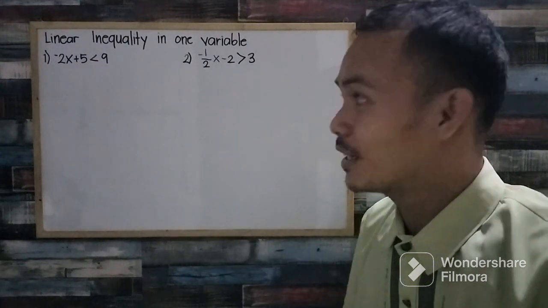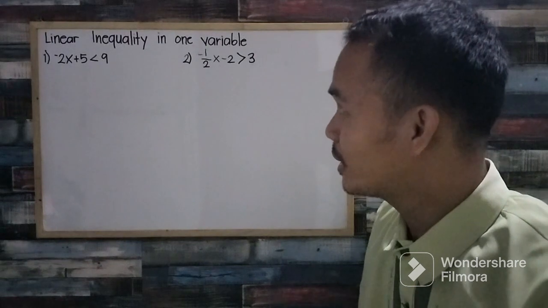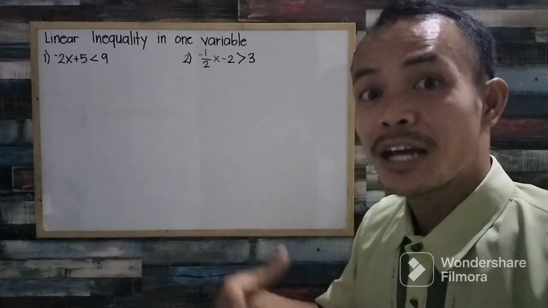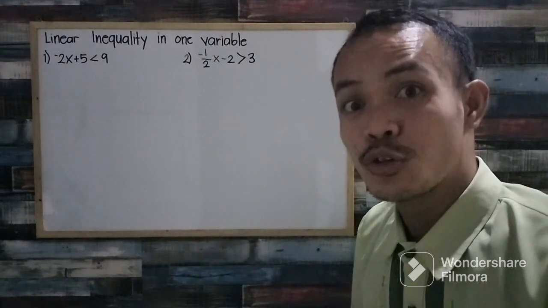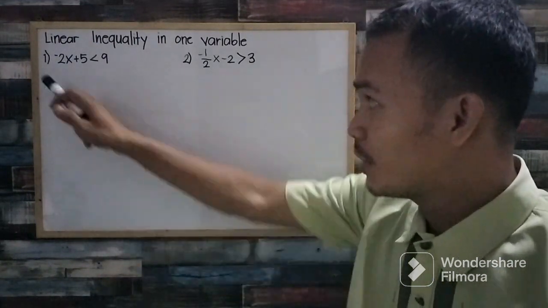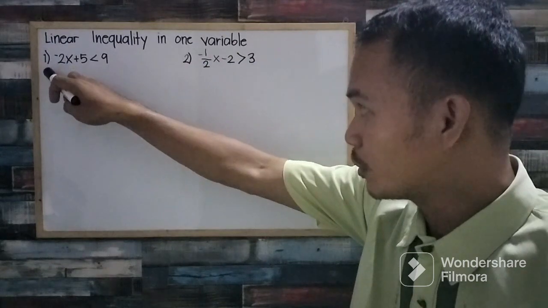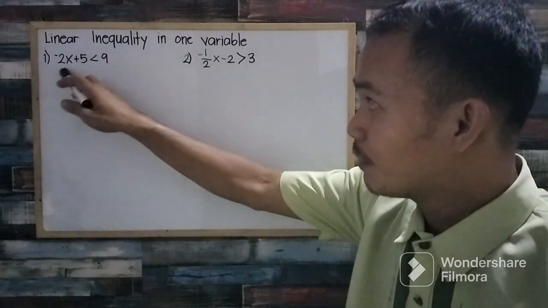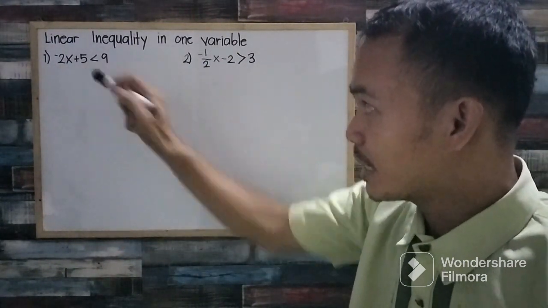So yung lesson natin ngayon is linear inequality in one variable. Paano ba natin hahanapin yung solution ng inequality? Okay? So we have here two examples. So uunahin natin yung number 1. So that is negative 2x plus 5 is less than 9.